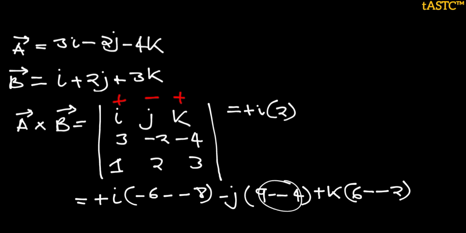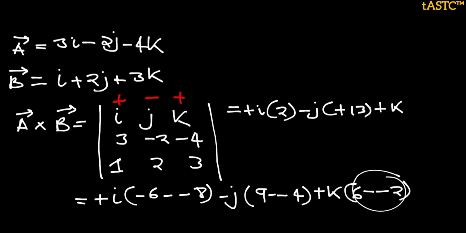And here we've got 9 plus 4. That is going to be plus 13. On this side we've got a plus k. This is 6 plus 2, which gives us an 8. So this will be 2i. Here we're going to have a minus 13j. On this side we're going to have a plus 8. So that will be plus 8k.